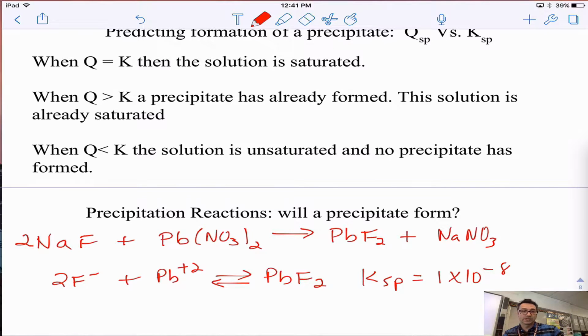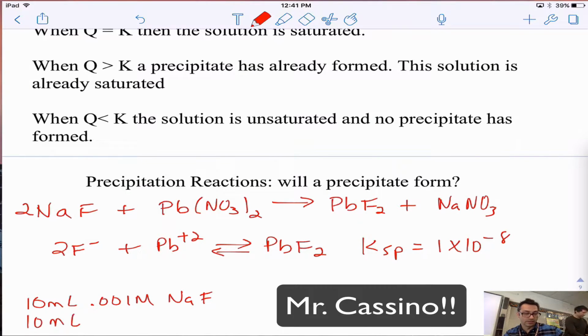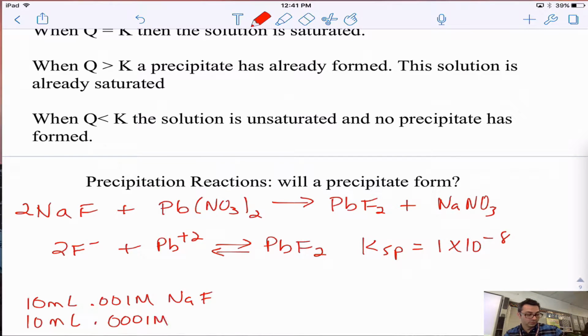Now, the question is, will the precipitate form? So, let's say, for example, that I decide that I'm going to mix 10 milliliters of 0.001 molar NaF with 10 milliliters of 0.0001 molar Pb(NO3)2. So now we're going to mix those two together and see if a precipitate forms.